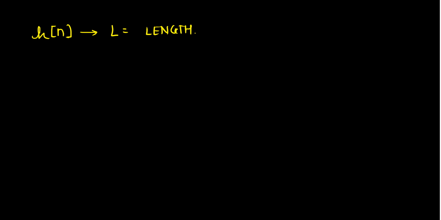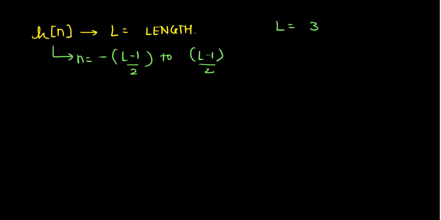If its length is L, then this h of n is non-zero for minus (L minus 1)/2 to (L minus 1)/2, and this is nothing but the range of n. For example, we had considered the 3-length filter, that is L equal to 3, and in that case the n value was from minus 1 to 1, where this 1 is nothing but (L minus 1)/2.